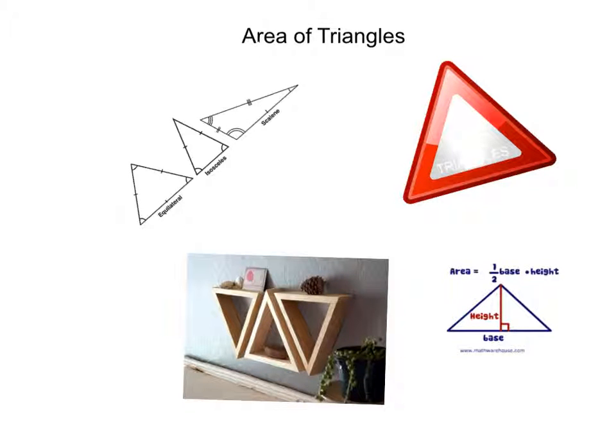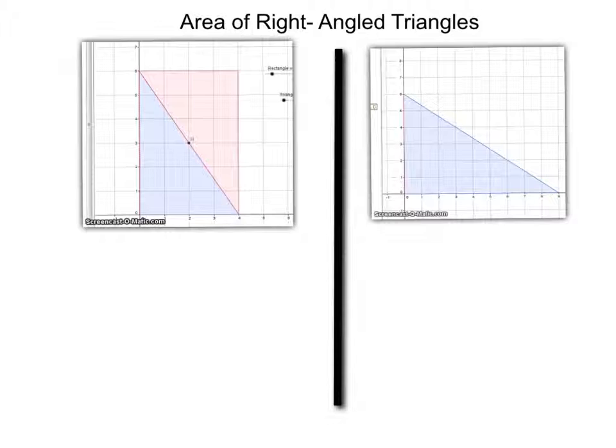Good afternoon, students. Today we're looking at finding the area of triangles, and we'll be trying to work out a formula to find the area of any triangle. We're going to start with the easiest triangle to calculate, and that would be a right angle triangle. If we watch the video on the left hand side, you'll be able to see we're going to try and calculate the area of the blue triangle.